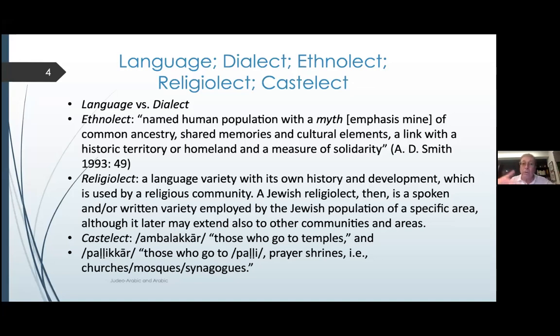So I will also show in Judeo-Arabic what I call crossing religious boundaries. It can cross religious boundaries. So it may sound that I contradict myself, but I don't. It's created here and then comes out.